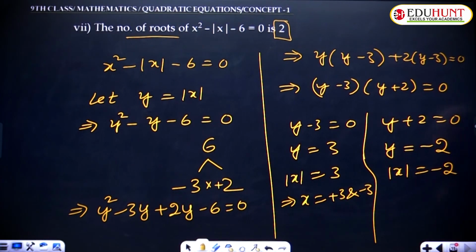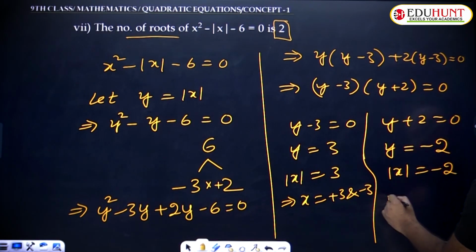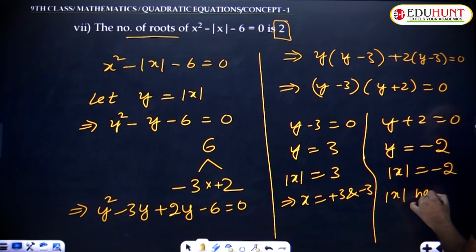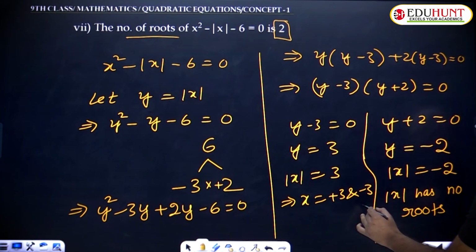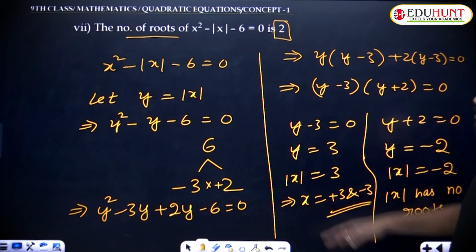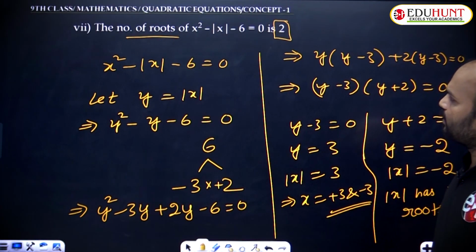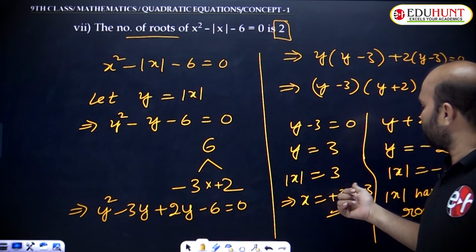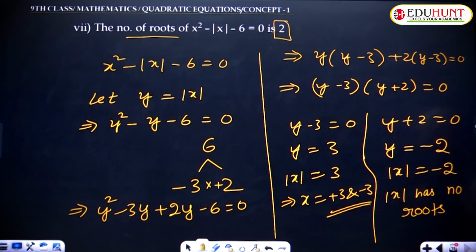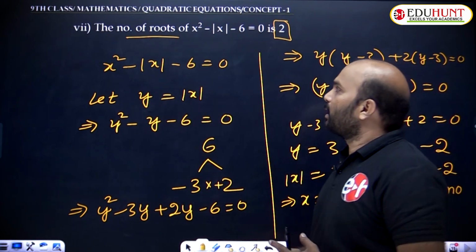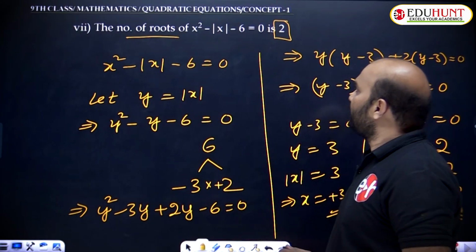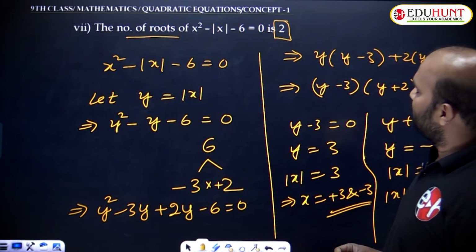The absolute value of a number cannot be negative, so mod x has no roots. No roots. Here how many are we getting? 2 roots. So finally, x square minus mod x minus 6 equal to 0 contains how many roots? 2 roots, that is plus 3 and minus 3. Am I clear? So this is the concept of quadratic equations in worksheet number 1.